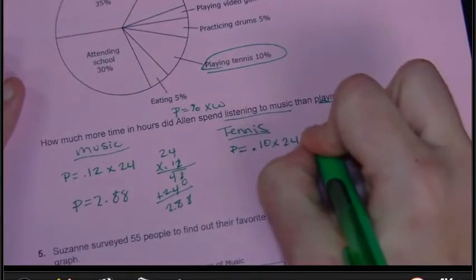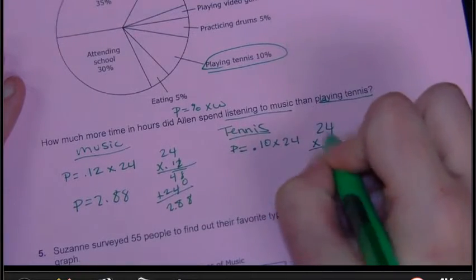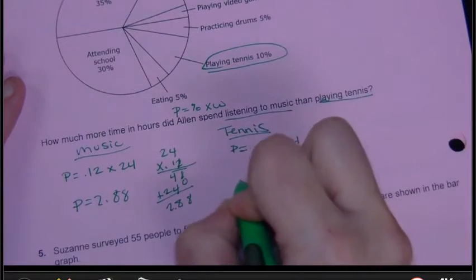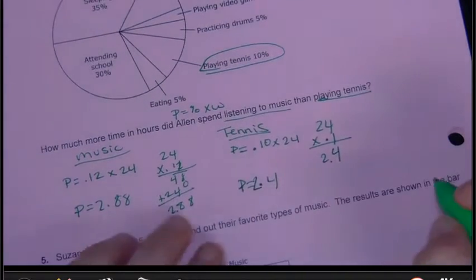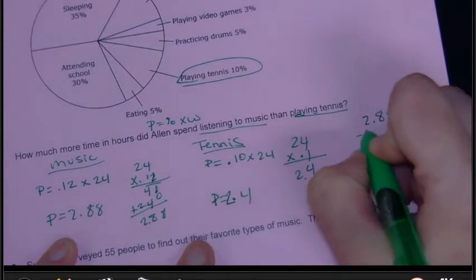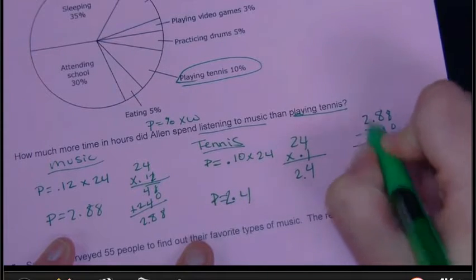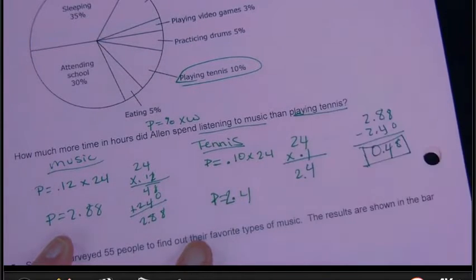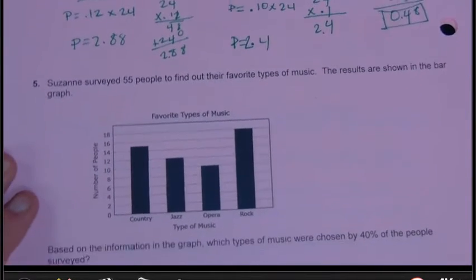For tennis, I have 24 times 0.1 or 0.10, same thing. 4 and 2, 1 decimal place. Well, I need to know how much I spend listening to music versus playing tennis. So I'm going to take the difference between these two, which means I'm going to subtract. Well, 8 minus 0 is 8. 8 minus 4 is 4. And then 2 minus 2 is 0. So I spend an additional 0.48 of an hour listening to music than I do playing tennis.